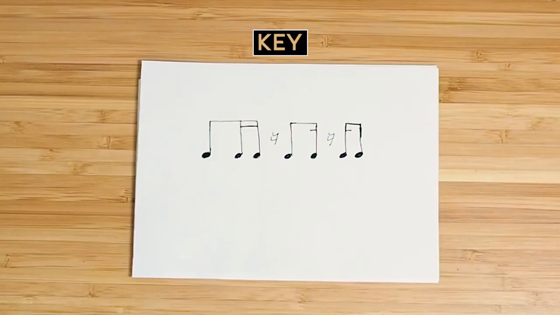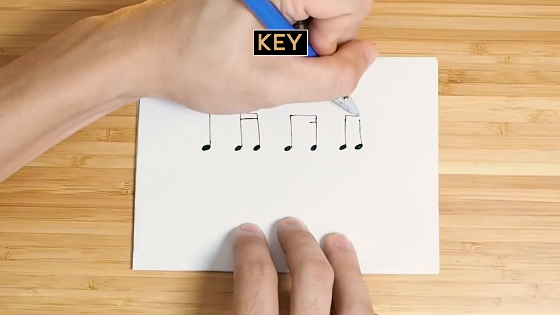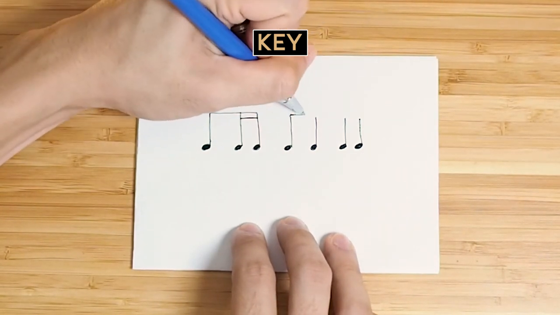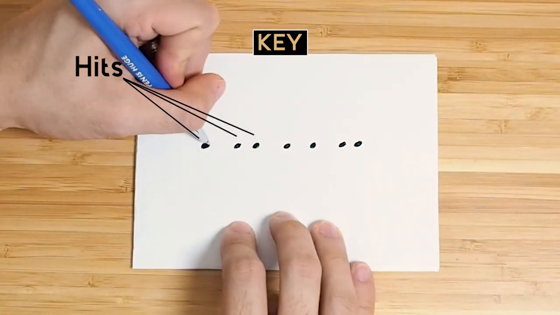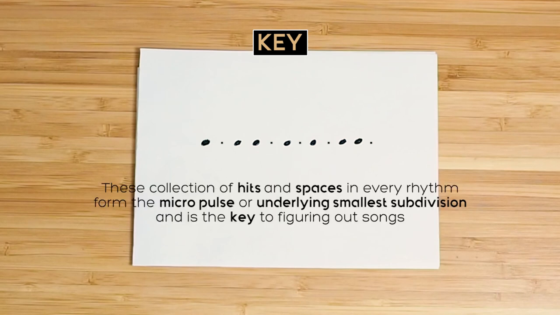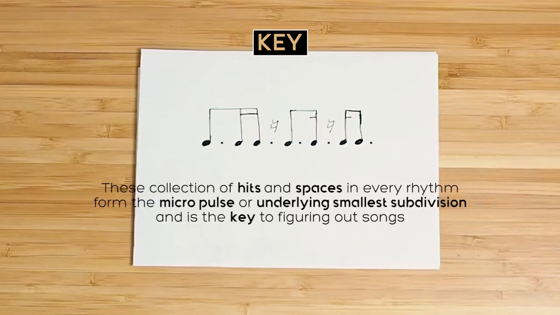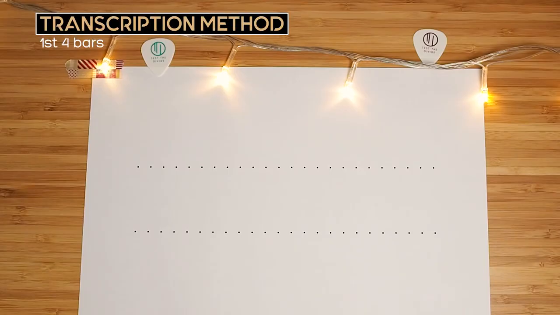The key to using this method is you must first understand that every rhythmic piece of music, every rhythm, is just a collection of hits and spaces. Hits being where an instrument plays a note, and spaces are the cracks in between those hits. This might seem trivial, but trust me when I say this super basic concept is the key to figuring out songs. With that in mind, on a piece of paper, draw little dots representing this micro pulse.